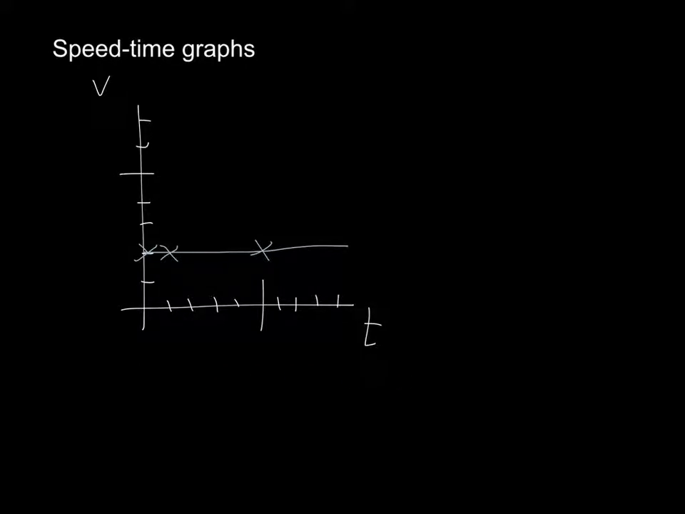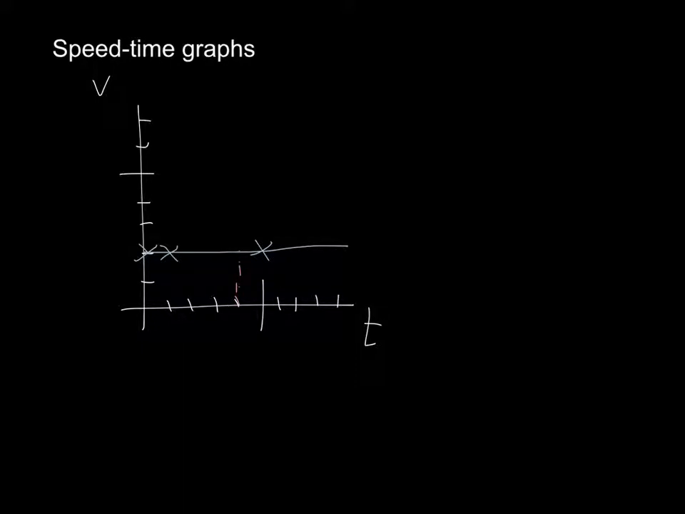Now, the cool thing about this is that I can use speed time graphs to calculate how much my car has moved. How? Well, pretty simple. If this is telling me that it's moving 2 meters every second, then after 1 second, it's moved 2 meters. After 2 seconds, it's moved 4 meters. After 3, it's moved 6 meters, and so on. So really what I'm doing is multiplying the amount of time times the velocity. So let's just say that I want to know how much my car moved after 4 seconds.